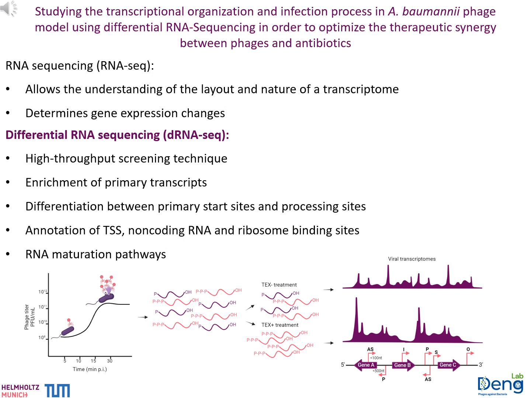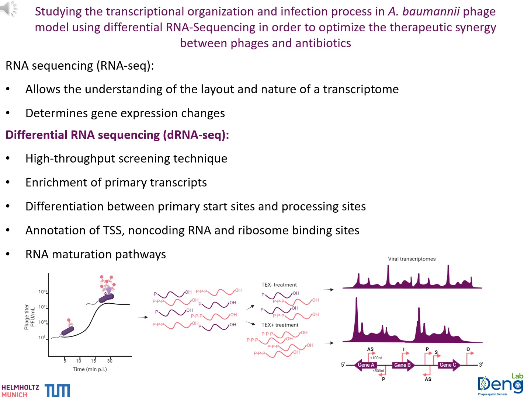Differential RNA sequencing is a high-throughput screening technique that enables the enrichment of primary transcripts, which allows the differentiation between primary start sites and processing sites. And this leads to the annotation of various transcriptomic and regulatory sites, such as transcription start sites, operon structures, non-coding RNA, and ribosome binding sites, which in itself allows the understanding of RNA maturation pathways.